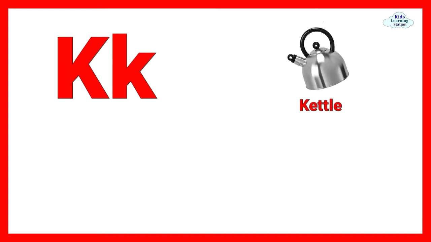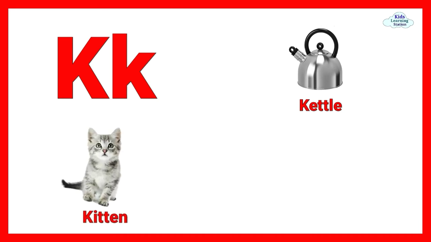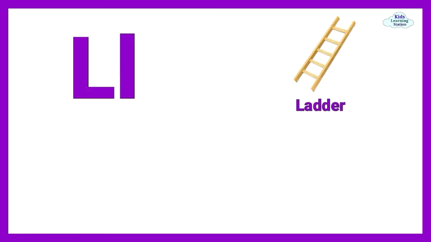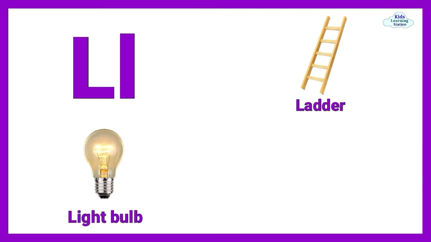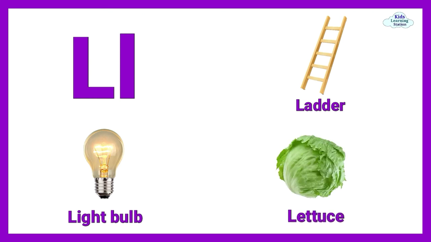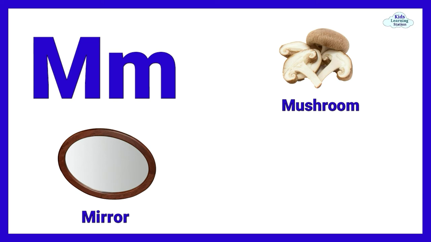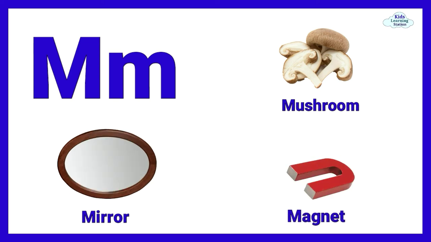K is for kettle. Kitten. Kiwi. L is for ladder. Light bulb. Lettuce. M is for mushroom. Mirror. Magnet.